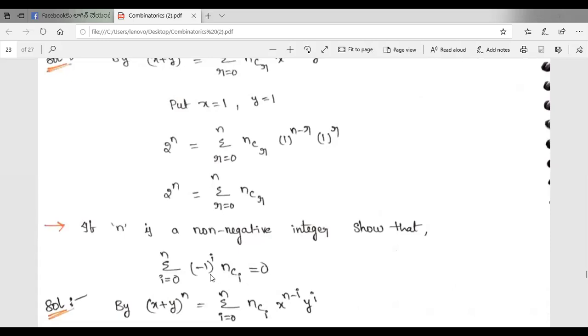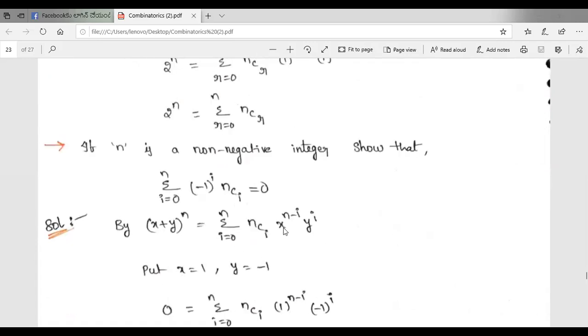Okay. Next, if n is a non-negative integer, show that summation i is equal to 0 to n, (minus 1) whole power i, nCi is equal to 0. So by the definition of the binomial theorem, we have (x plus y) whole power n is equal to summation i is equal to 0 to n, nCr. In place of r, it is given i, so we take it as i. So nCi x power n minus i y power i. Okay.